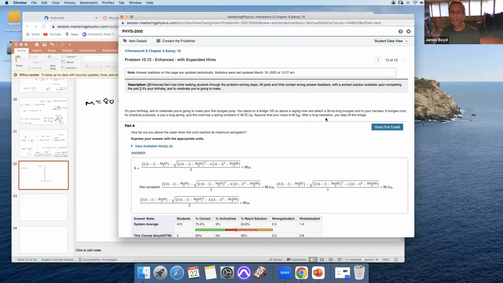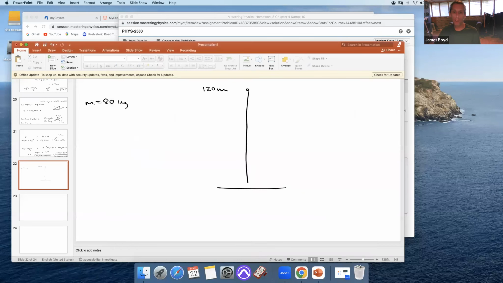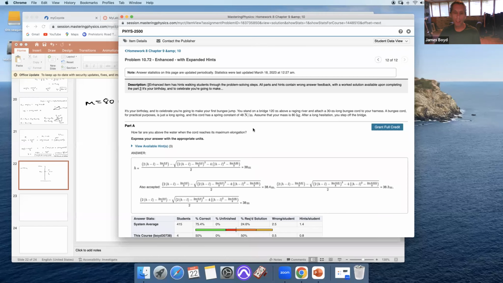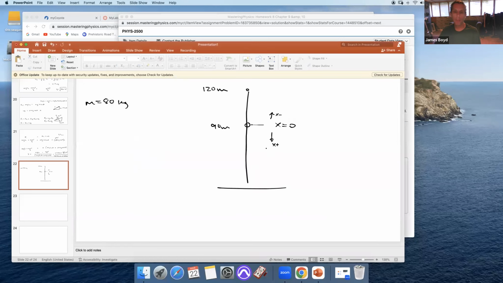The 30-meter long bungee cord, so when it's at a height of 90 meters, this thing is at its equilibrium. Once it starts to go below that, it's going to pull back. So we're going to define x downward as positive and x upward as negative, doesn't matter, but we want to know how far you are when it reaches its maximum elongation.